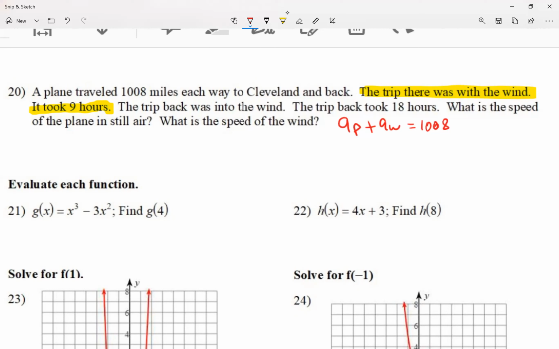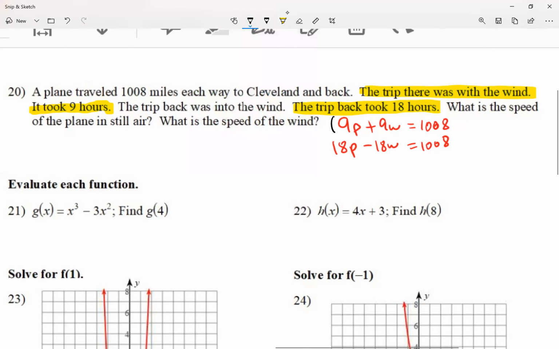The trip back was into the wind, and that one took 18 hours. Okay, so on the trip back, I'm gonna say 18 hours with the plane, right? 18P, how much the plane traveled, minus 18W, because the wind was pushing us back. It was 1,008 because it's the same distance. Okay, I gotta find out what's the plane speed and what's the wind. What's P and W? All right, I'm gonna use elimination.